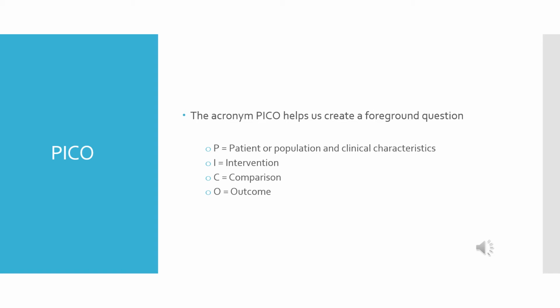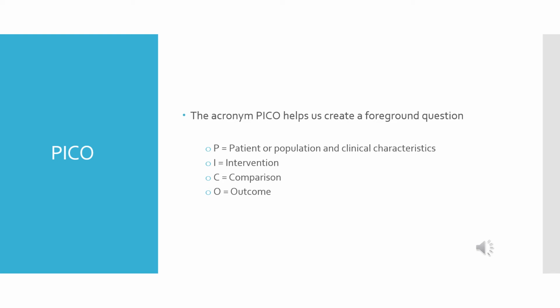So the acronym PICO will help us create our foreground question. So if you can remember PICO and remember what they stand for, then you should be good to go when creating this foreground question. So P is the patient or the population and clinical characteristics. I is the intervention. C is what you're comparing the intervention to, so maybe an alternate intervention. And O is the overall outcome.